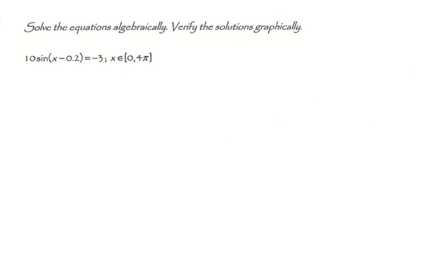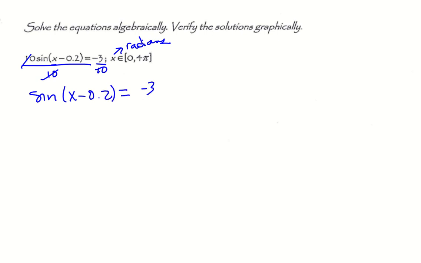So we've got this equation, right? We've got x, so we know we're in radians, no degree symbols, so make sure your calculator is set in radians. We want to solve for x. The first thing we're going to do is divide both sides by this 10, which gives us the sine of x minus 0.2 equals negative 3/10.